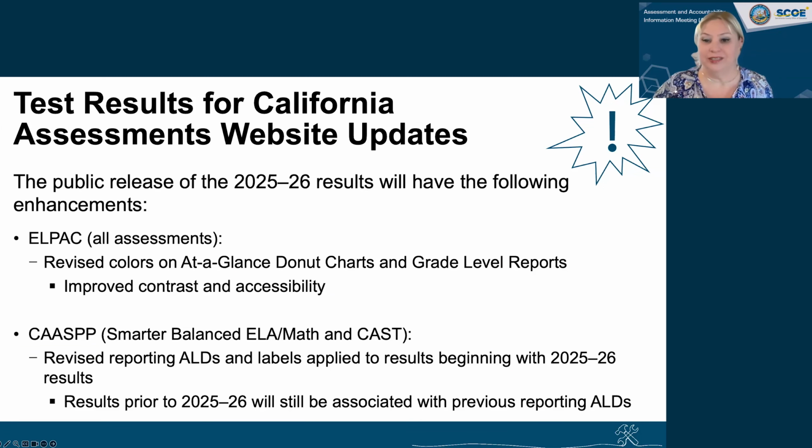For the Smarter Balanced Summative Assessments in ELA and mathematics, as well as the CAASPP, various reports and pages throughout the website will be updated to include the revised reporting ALDs and labels approved by the State Board of Education. The revised ALDs will apply to all results beginning with the 25-26 administration. Results prior to the 25-26 will still be associated with the previous reporting ALDs. Enhancements will also include other minor technical edits to improve the clarity of contextual help, text, and system messages in certain places.